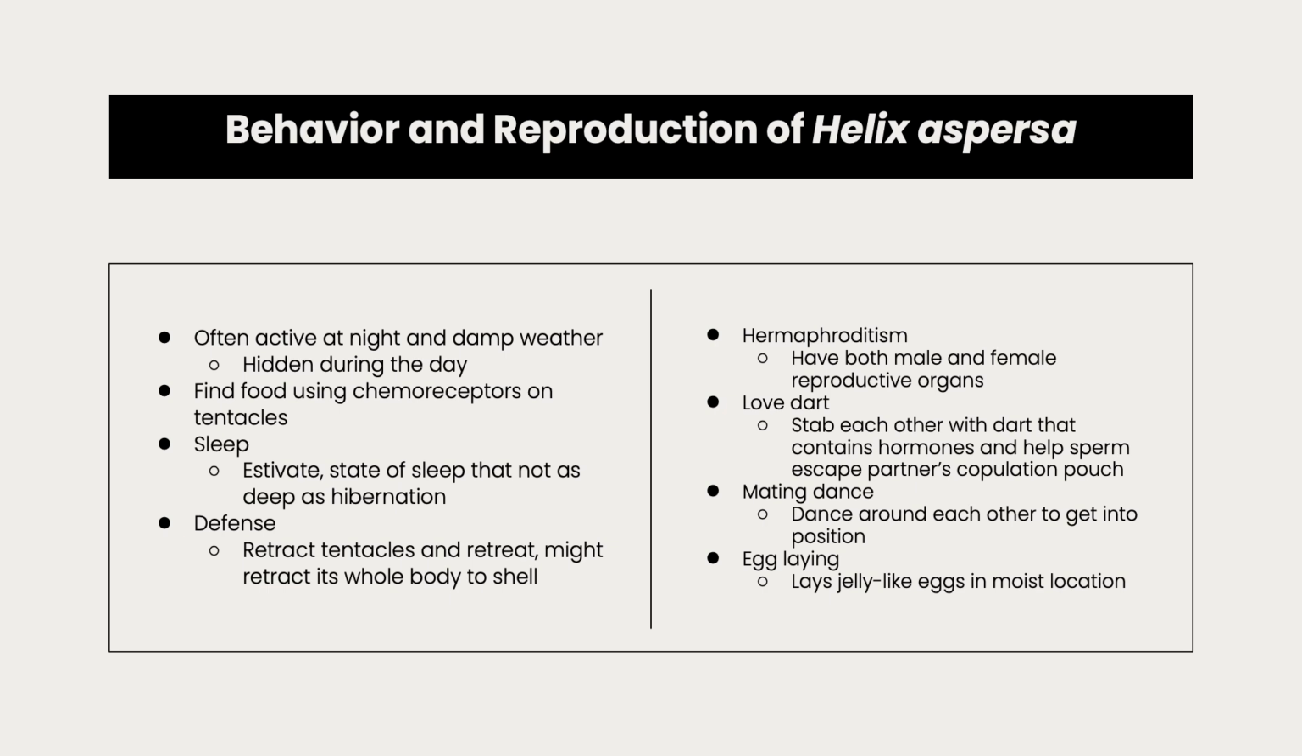The mating process starts with a love dart, meaning they will stab each other with a dart that contains hormones and helps sperm escape the partner's copulation pouch. It will perform a mating dance to get into position.